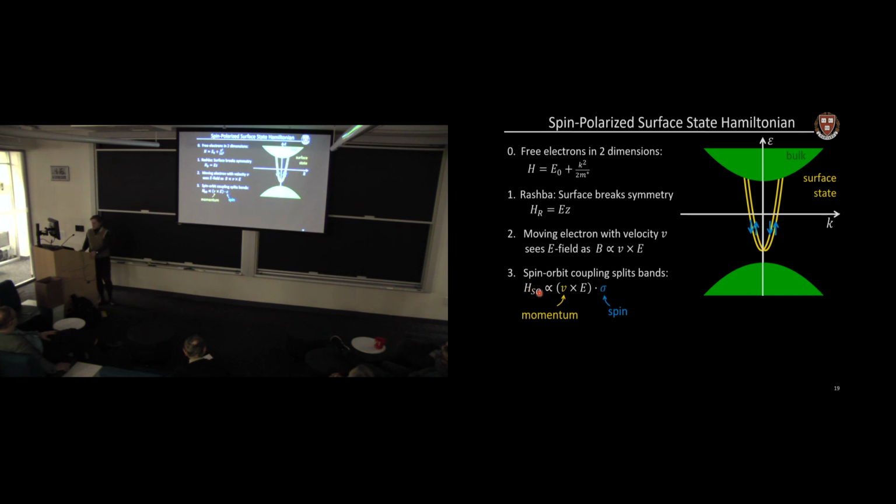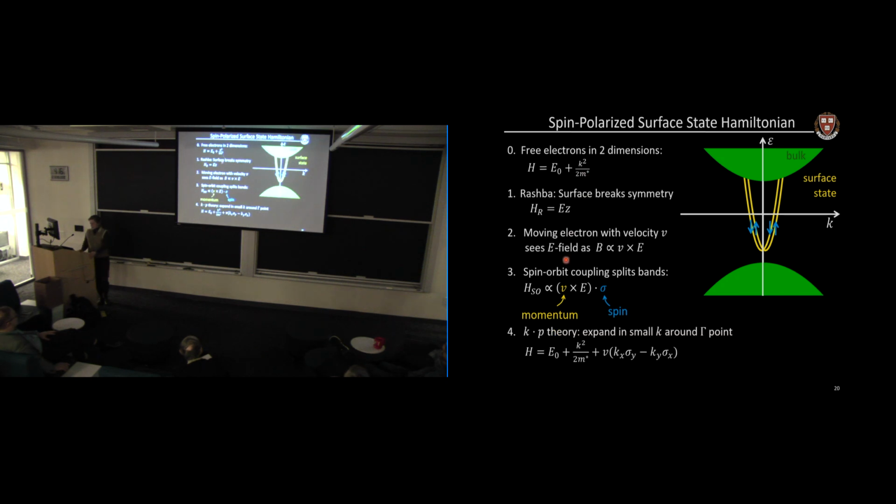So we get this extra term in the Hamiltonian, the spin-orbit coupling term, otherwise known as the Rashba spin-orbit coupling term at the surface. And so if we add this spin-orbit coupling term to our original simple quadratic kinetic energy term, then we get a Hamiltonian that has kinetic energy and a spin-orbit coupling term. And the spin-orbit coupling term splits the spin-up band from the spin-down band. So now instead of one parabola, we have two parabolas with different spins.